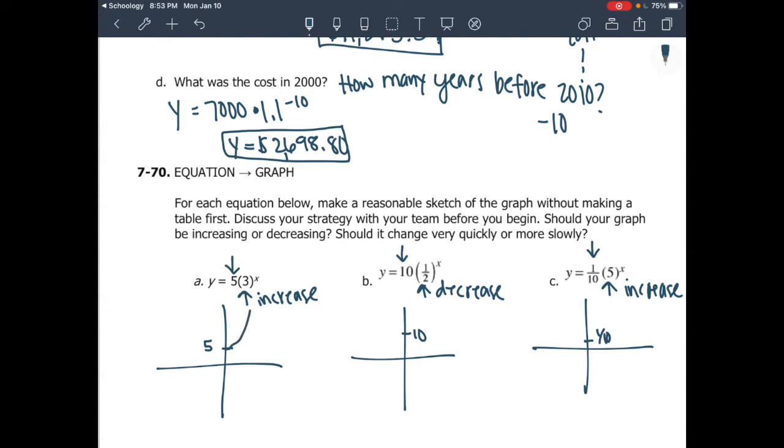I'm increasing and going through that 5. So from left to right, remember we're reading from left to right. I'm going to do C also first, increasing. And then D or B is decreasing. So it's going down from left to right.